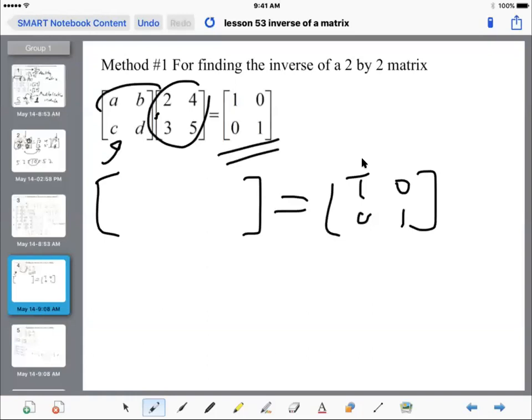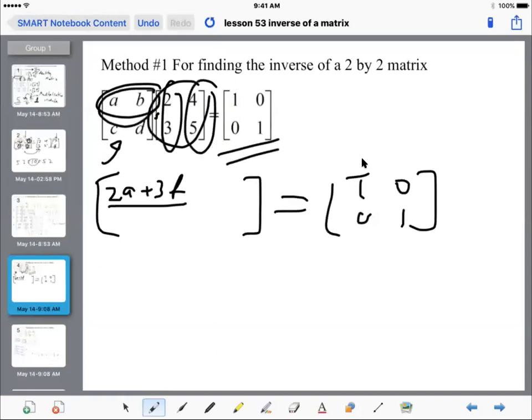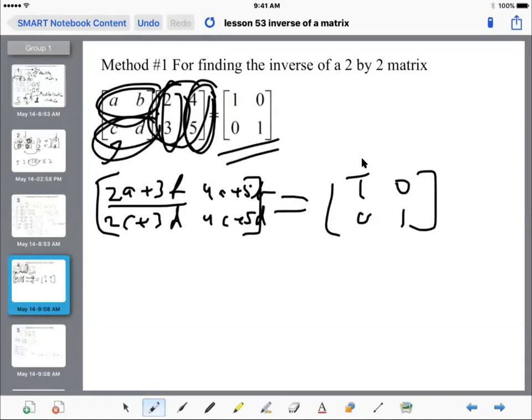So what if I actually go ahead and multiply those 2 matrices? I get AB with 2, 3 is 2A plus 3B. That is a single element in the product. And if I take AB with 4, 5, I get 4A plus 5B. And if I take CD with 2, 3, I get 2C plus 3D. And if I take CD with 4, 5, I get 4C plus 5D. Someone type into the comments, now what? What would be the next step? How do I proceed?